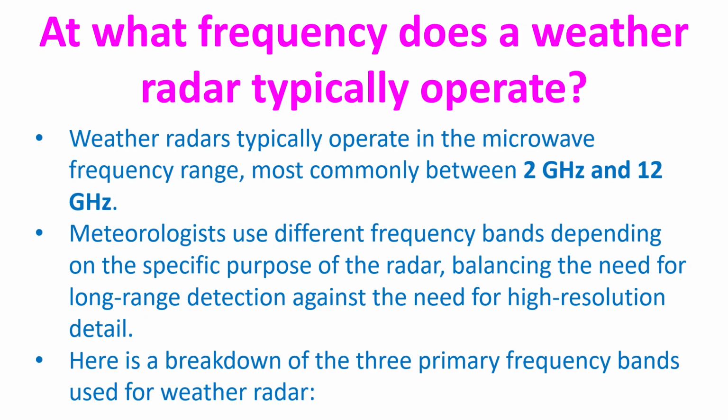Weather radars typically operate in the microwave frequency range, most commonly between 2 GHz and 12 GHz. Meteorologists use different frequency bands depending on the specific purpose of the radar, balancing the need for long-range detection against the need for high-resolution detail. Here is a breakdown of the 3 primary frequency bands used for weather radar.